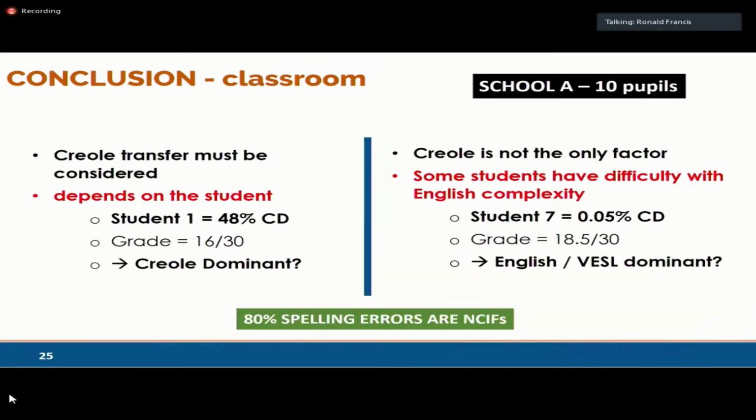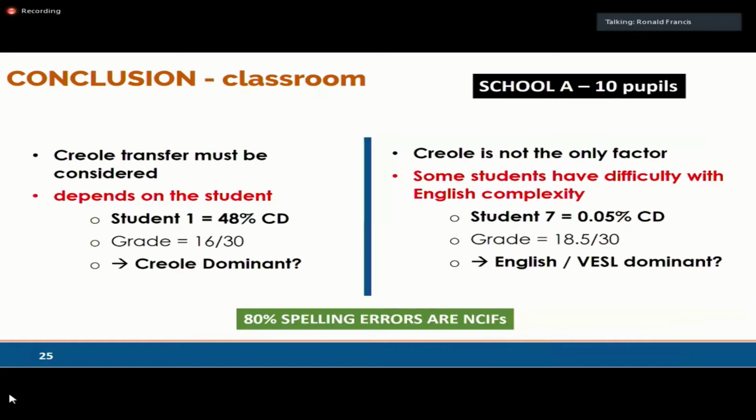Well, on the whole for my research, just considering one school, for example school A, which is the smallest one and has 10 pupils, Creole transfer must always be considered, but it depends on the student. So one student from this school, 48% of the errors that he or she produced, because I don't know the gender of the student, I marked as Creole influence errors, and this student received 16 out of 30 in the essay, for example.